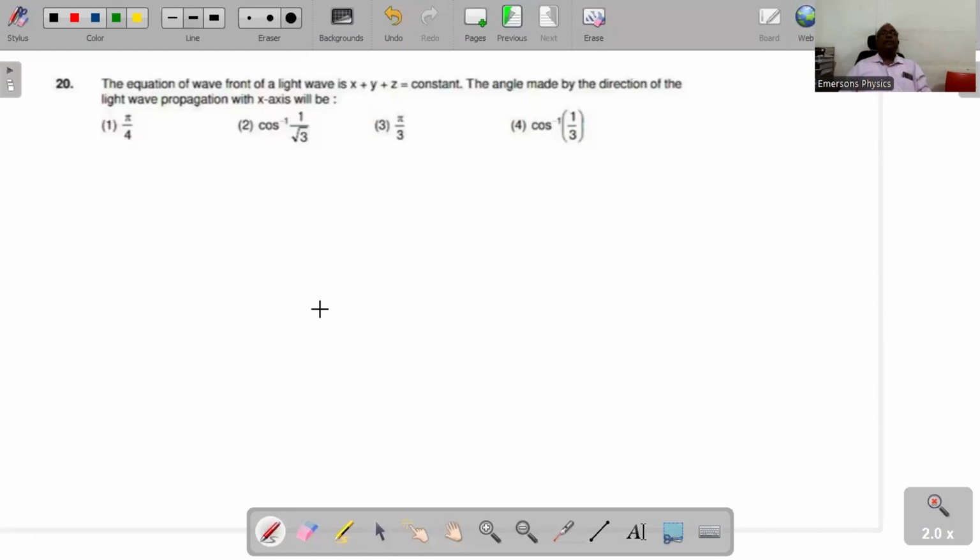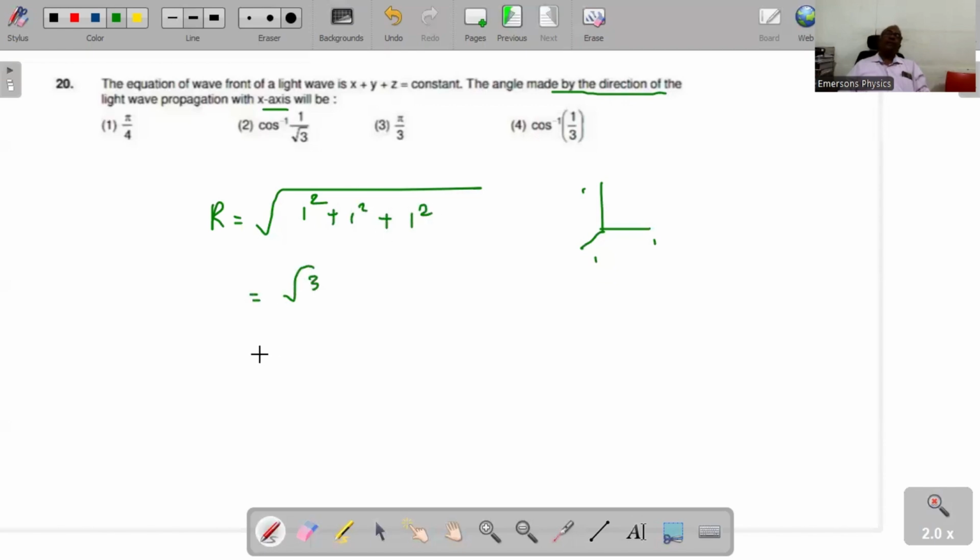The equation of wavefront of a light is given by x, y, z constant equal to constant. The angle made by the direction of the light propagation with the x-axis. Okay, here it is clear. X, Y, Z is three coordinates. Let us assume all are 1, 1, 1. So what is the resultant? Resultant will be equal to root of 1 square plus 1 square plus 1 square, which is equal to root 3.